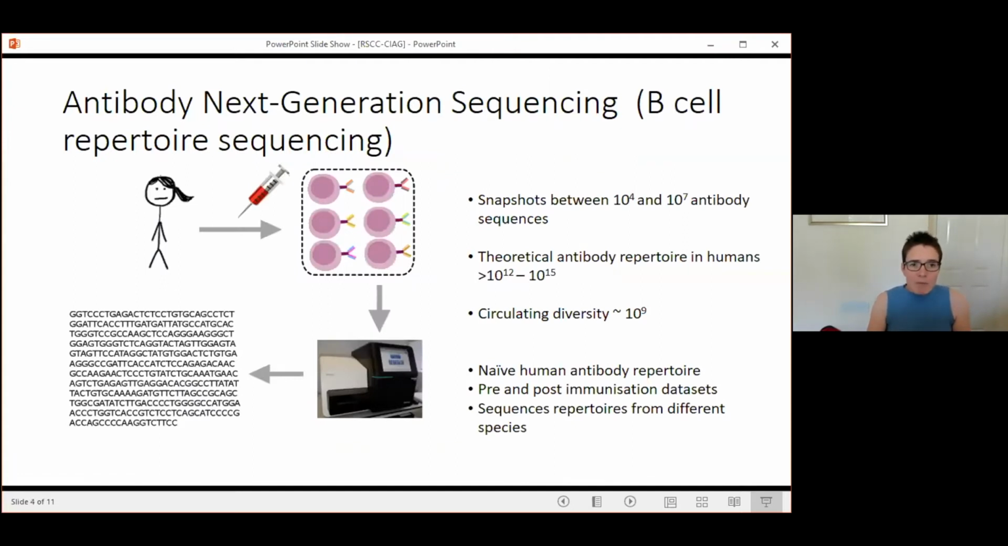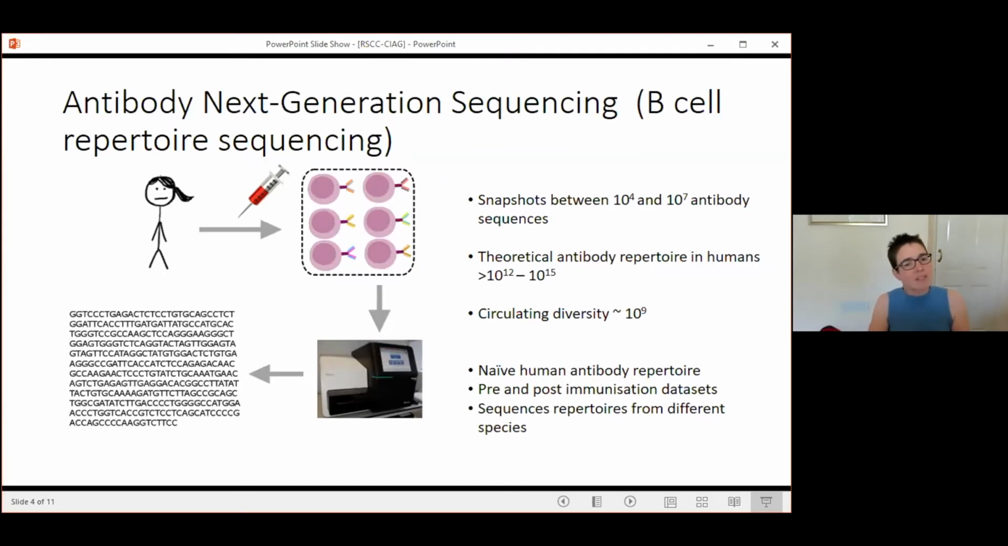The big step forwards in antibody work over the last few years has been in the area of next generation sequencing, so B-cell repertoire sequencing. What that has enabled is the ability to take samples from an animal, in this case a human is my very bad picture there, and see what antibodies are circulating in their body. Now, the issue here is that the circulating diversity is estimated to be about 10 to the 9.